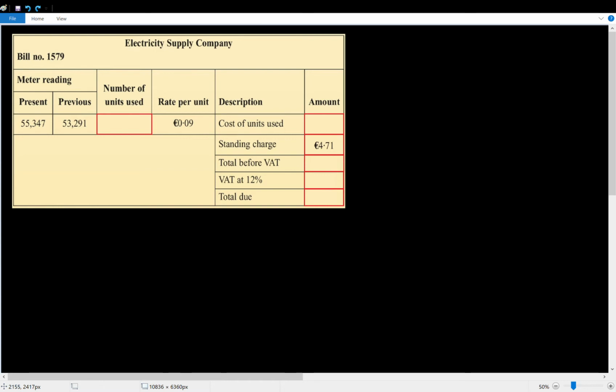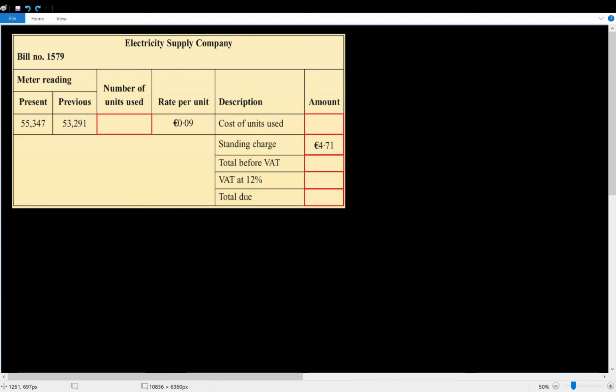First thing we're going to look at is our meter readings. The electricity meter will count the amount of units used since the meter was first installed. So our most recent reading, our present reading, said that we have used 55,347 units since the installation of the meter. And our previous reading said that we'd used 53,291 units since the installation of the meter. We only need to know the units we used between those two readings to calculate this out.